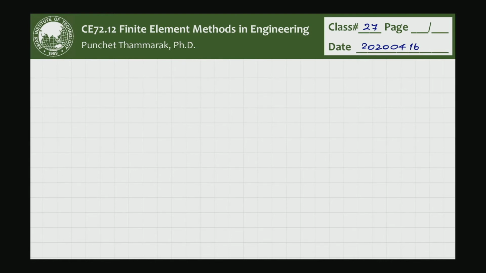The stiffness matrix is equal to the integration over your physical domain of B transpose D B dx dy dz, and then we use numerical integration.